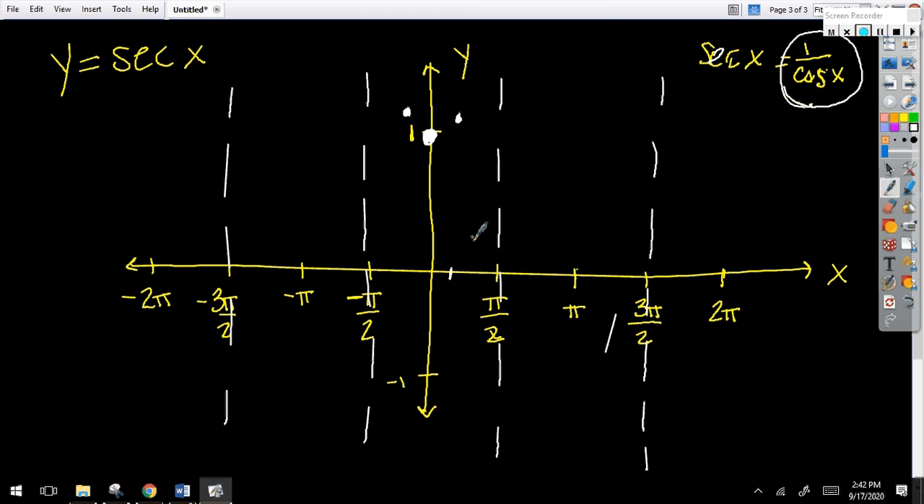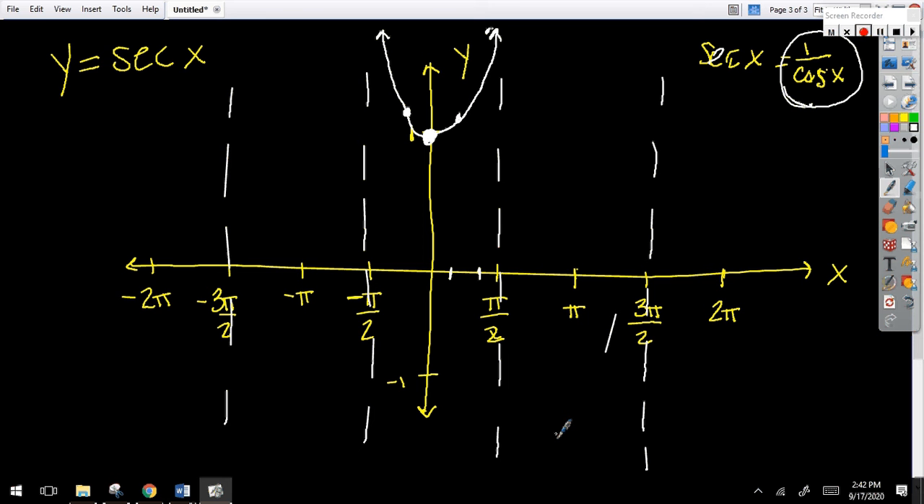Now pi. What is happening at pi? At pi, cosine is -1, right? The reciprocal of -1 is, of course, -1. Now, as I move towards 3 pi over 2, okay? So if you're on your unit circle, put your finger on pi and move it towards 3 pi over 2. You move in that direction.